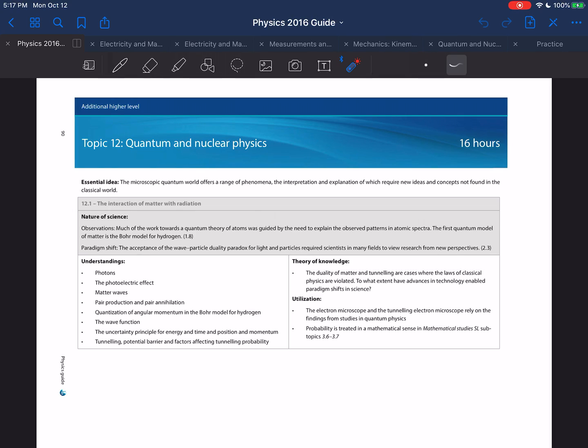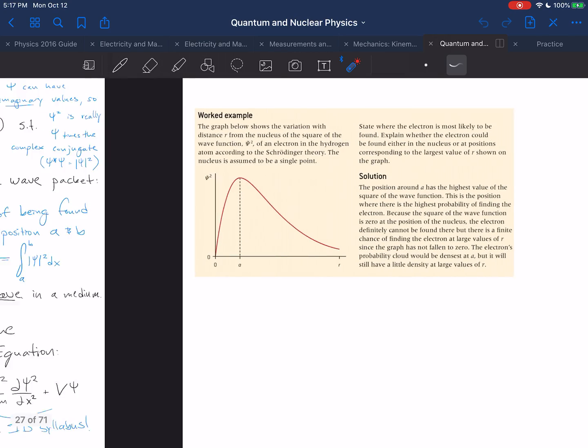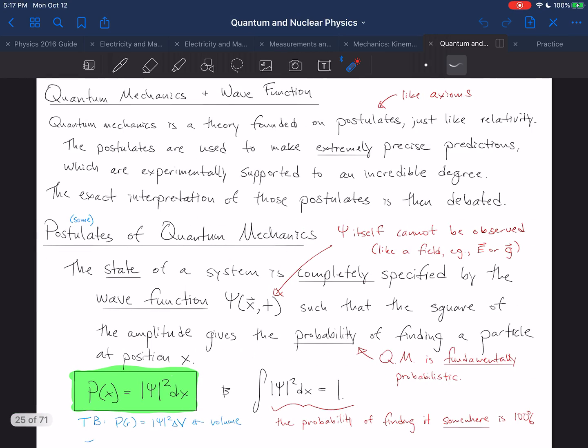Hello everyone. In this video we will continue to examine topic 12.1, the interaction of matter with radiation, and in particular we will continue to unpack the wave function and the postulates of quantum mechanics. In the last two slides I introduced the main postulate that you're responsible for in the IB, of quantum mechanics, which says that the state of a system is completely specified by the wave function, such that the square of the amplitude of the wave function gives the probability of finding the particle at position x.